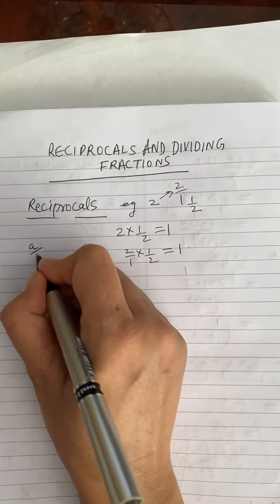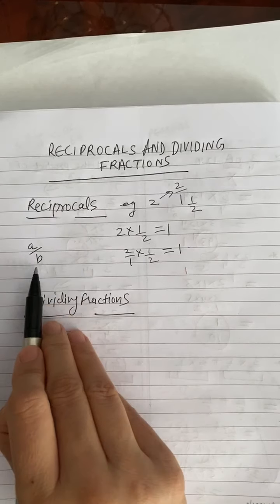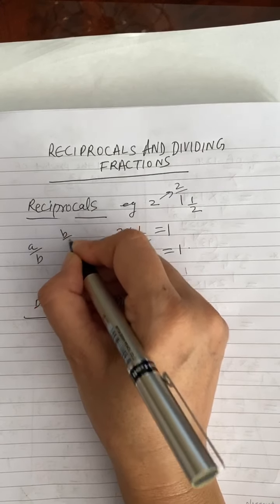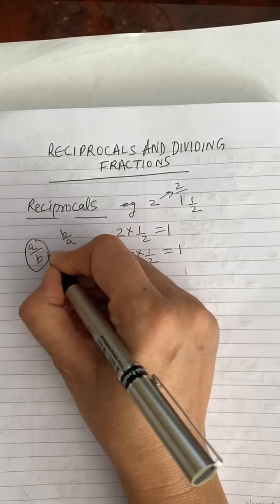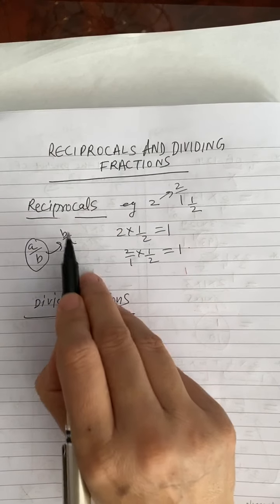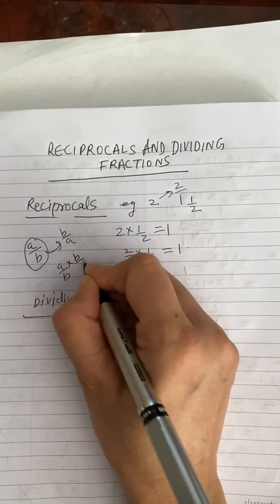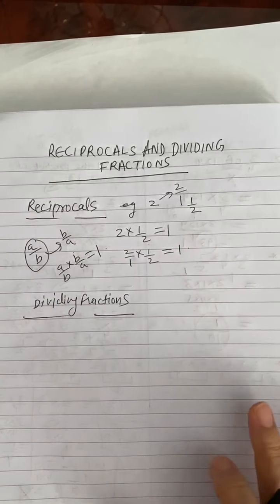If I want to generalize it, the reciprocal of A divided by B is going to be B divided by A. So A over B reciprocal is B over A, or B over A reciprocal is A over B, because A over B multiplied by B over A is equal to 1.